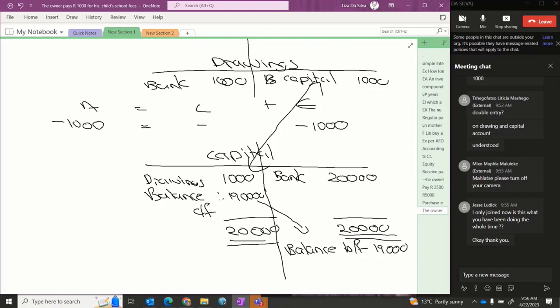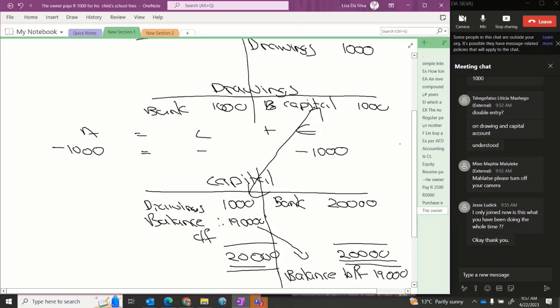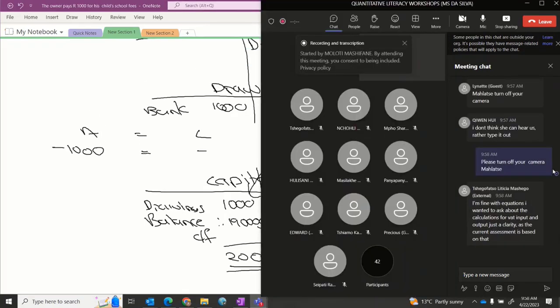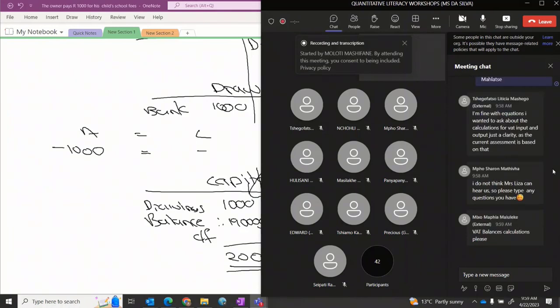Okay, we're currently busy with the equations. Yes, I'm fine with the equations. No questions there. I want to use these same examples to show you now the journals. I wanted to ask about the calculations for VAT. Okay, the VAT is a more extensive one. I'll cover that. The VAT balances I'll cover next time.